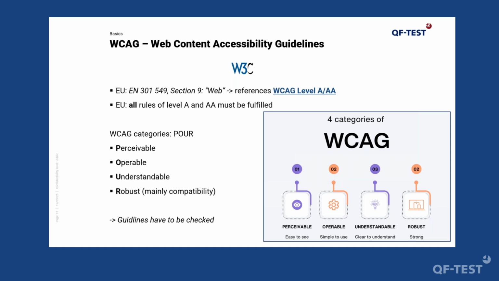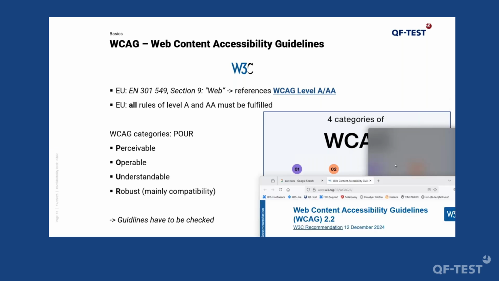So this is how we make accessibility measurable. So this is the definition of web accessibility. What does your website or your operating system have to fulfill to be accessible? Well, the Web Content Accessibility Guidelines. I'm going to take a quick look at them.